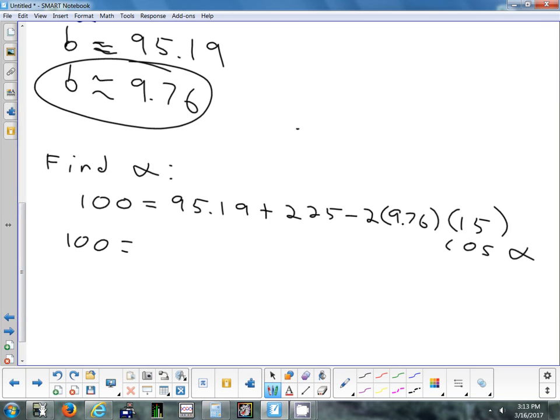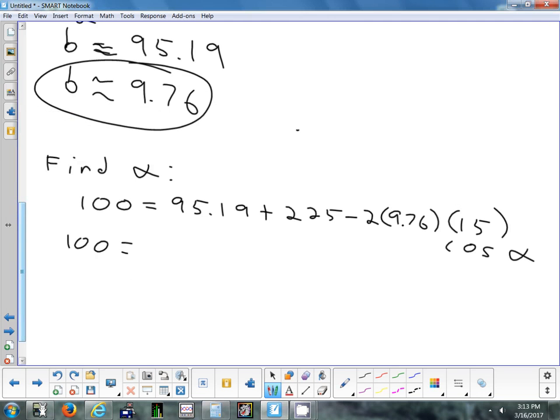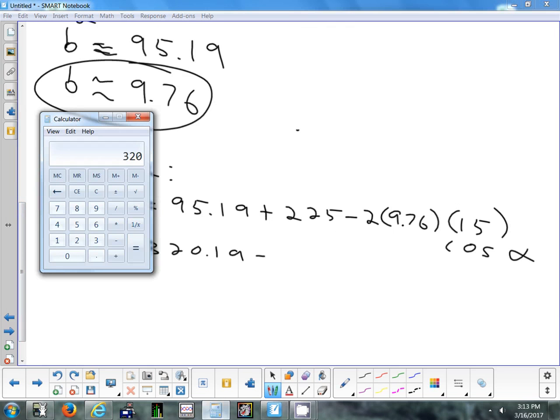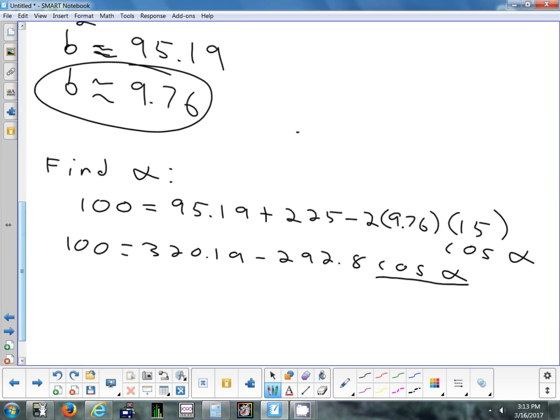Okay, so the 95 and the 225, we can add those up. So I get 320.19 minus, and the 2, the 9.76, and the 15, I can multiply all that out. So 2 times 9.76 times 15 gives me 292.8 cosine alpha. Now, this type is different because you're solving for the variable and it's inside the cosine function. Okay, so our goal now is to get cosine alpha alone. So what would I do next?